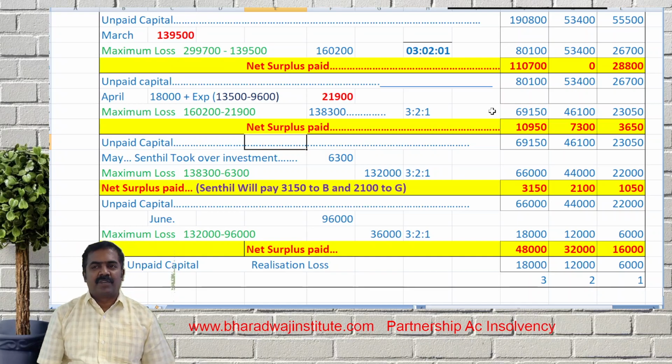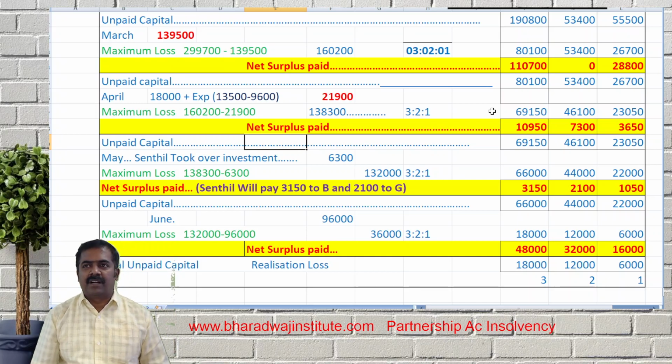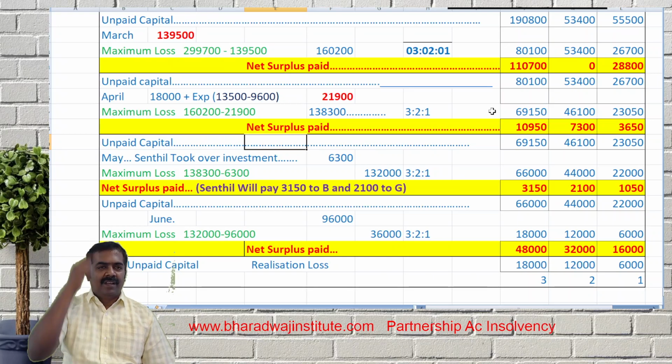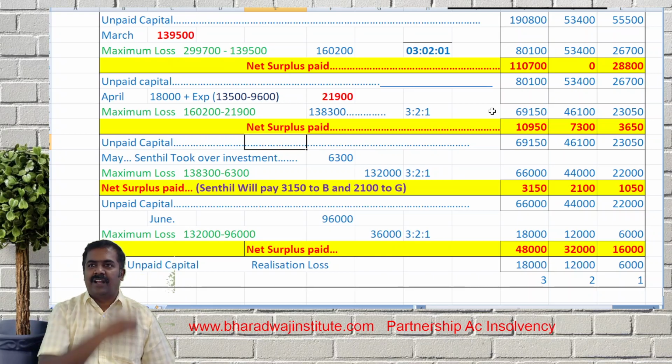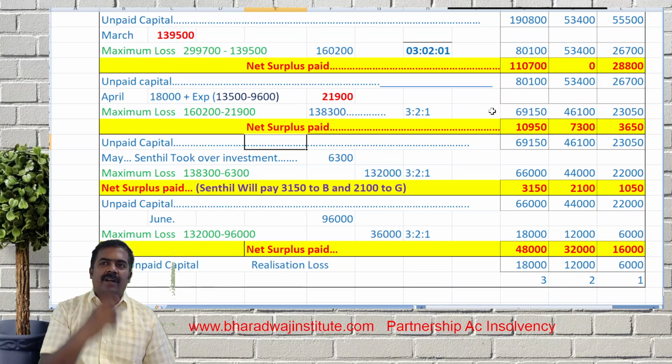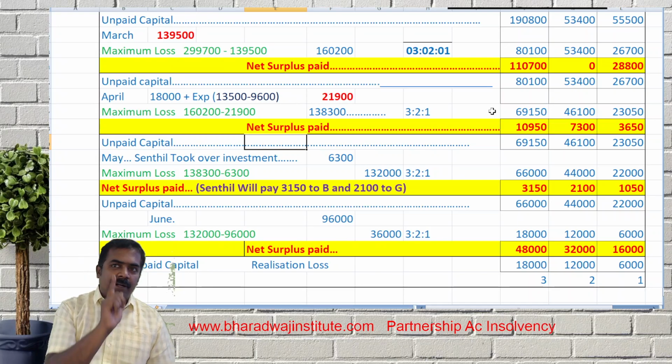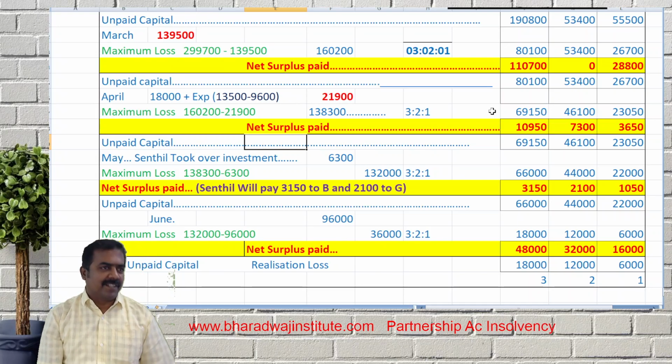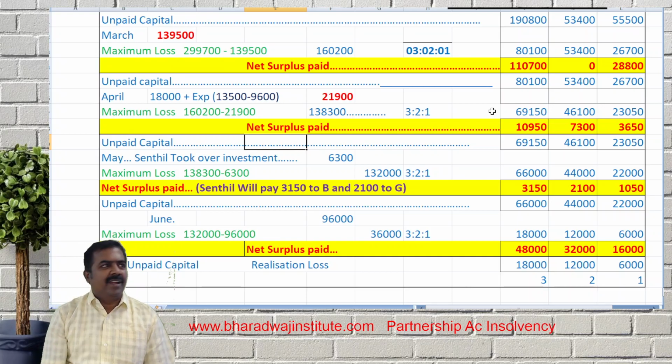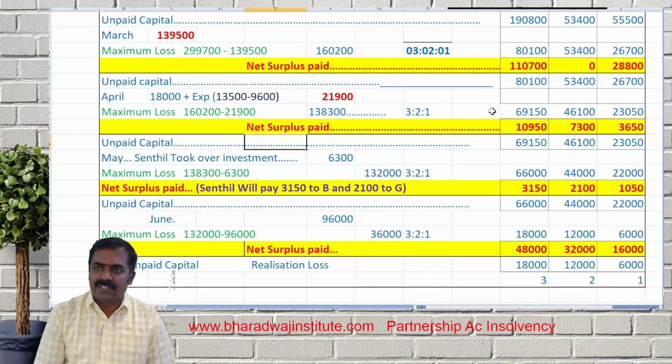returned first. For example, I have introduced 10 lakh capital, 3 ratio. Other partner 10 lakh, 2 ratio. Other partner 10 lakh, 1 ratio. Very simple. If you divide 10 lakh by 3, 10 lakh by 2, 10 lakh by 1, you will get the partner who paid the highest capital per share of profit. They will be returned the money first. That also is a small line you would understand. Once you understand that, it is very simple.